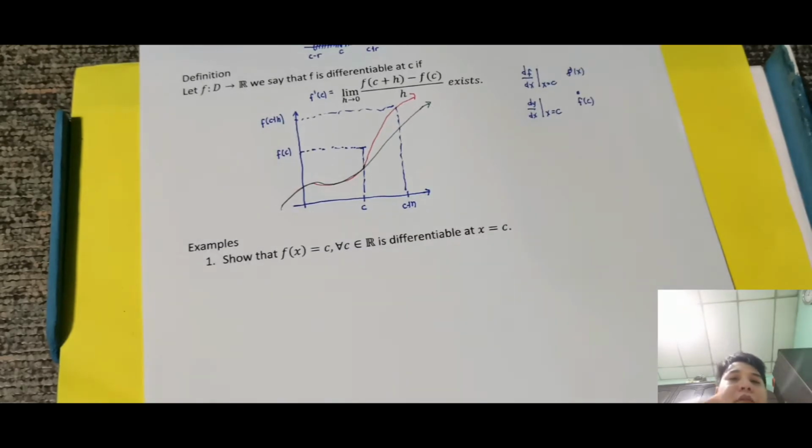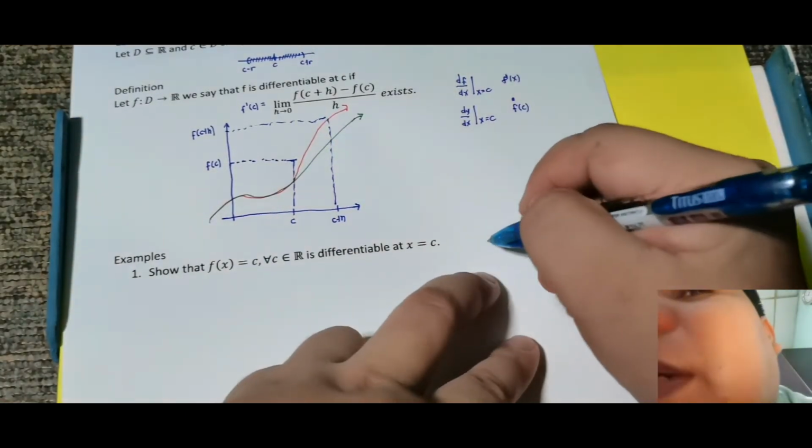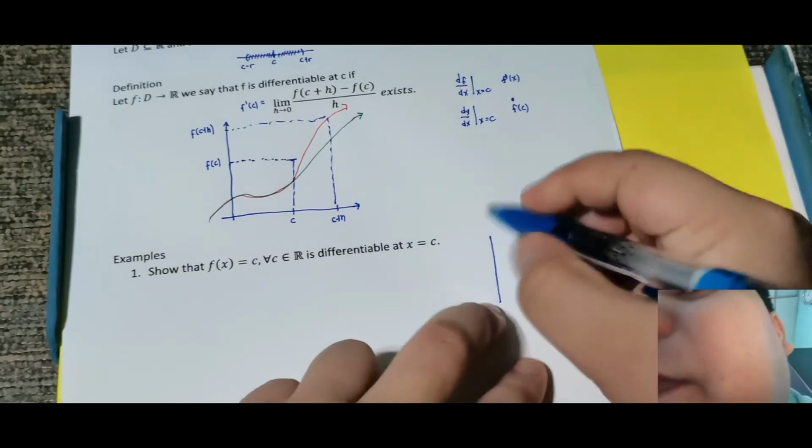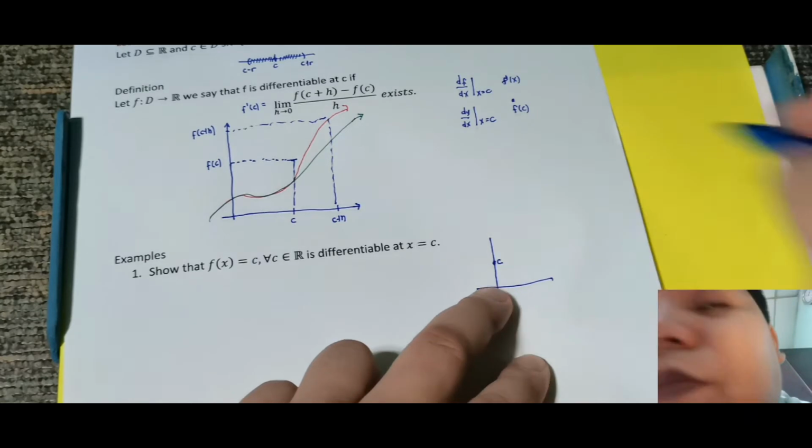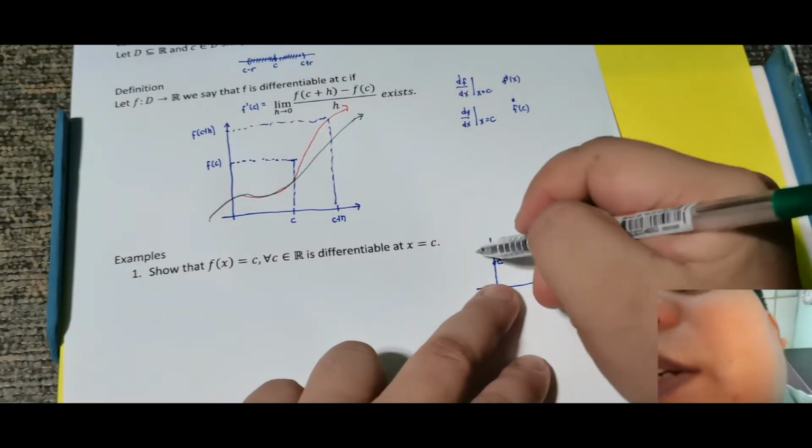Okay, so let's start. Number 1, show that f of x is equal to c for all c element of real numbers is differentiable at x is equal to c. Napansin mo, ito yung tinatawag natin na constant function. So ano ba itsura ng constant function pag dinrap? Suppose ito yung function na yan. Ang itsura ng constant function, kunyari ito yung c, is just a horizontal line.